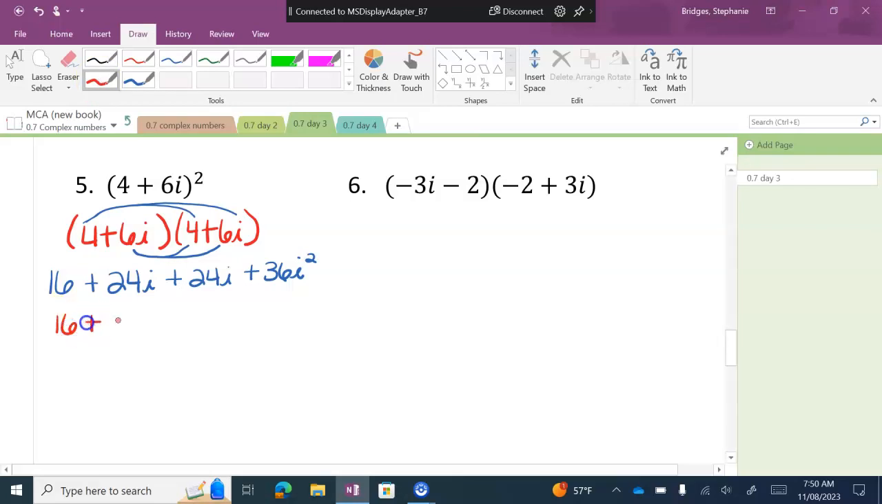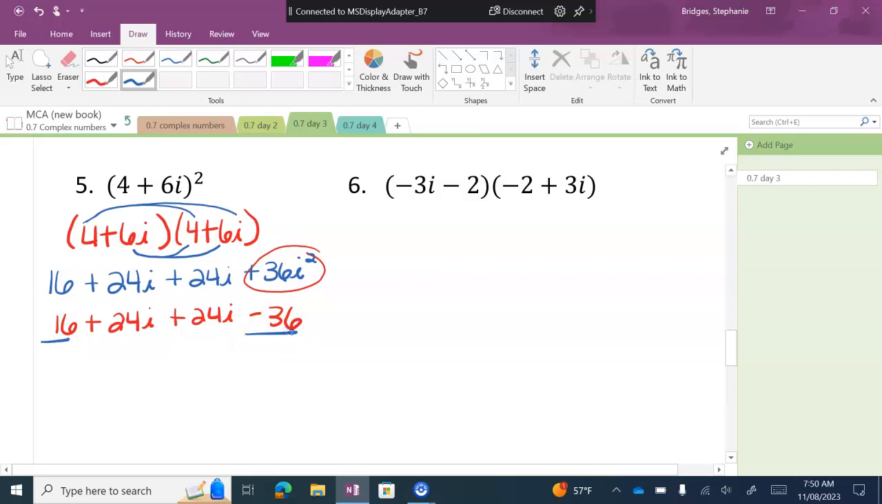So that's going to be 16 plus 24i plus 24i. But this right here, a positive 36 times i squared, that's positive 36 times -1, which would give me what kind of 36? A negative. We no longer have the i squared because it changed to the -1. And then we can combine our like terms, real parts with real parts.